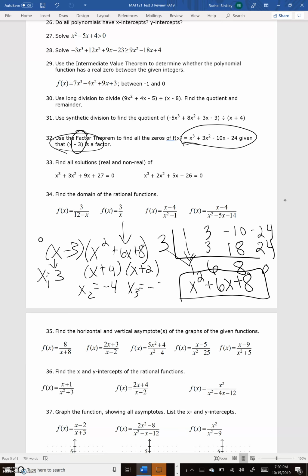Okay, so when you see factor theorem, it means you're going to divide by that factor. You could have done long division. You would have gotten the same thing.